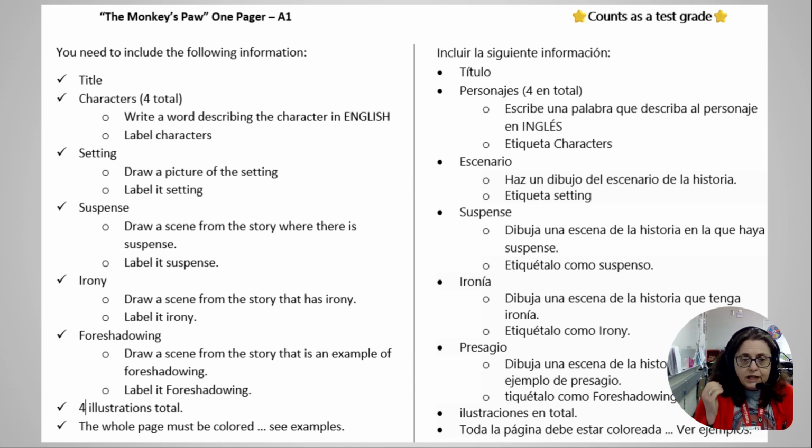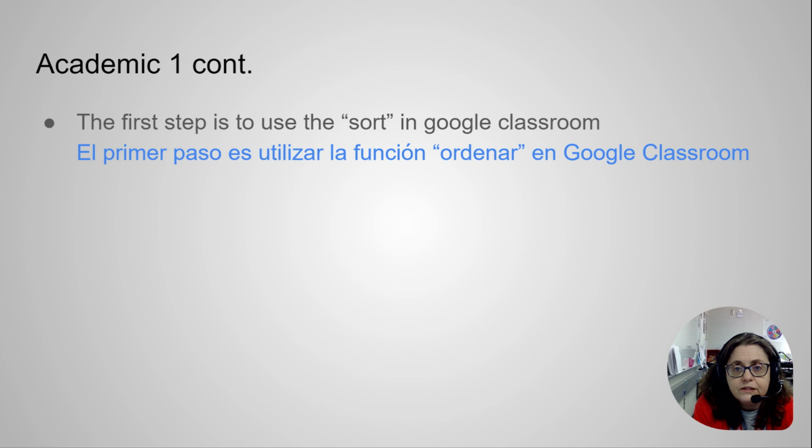Then you need to have at least 4 illustrations. Illustration for setting, illustration for suspense, irony, and foreshadowing. All right. And the whole page needs to be colored like the example. All righty then. So some other things.